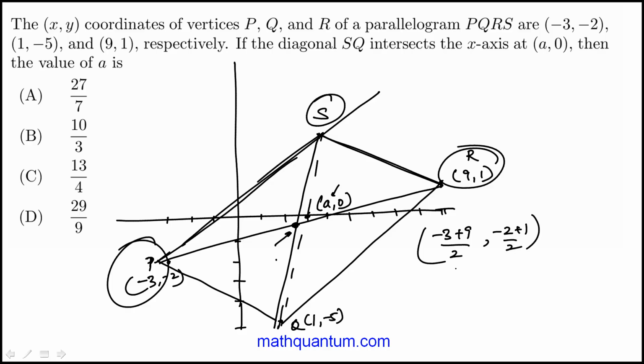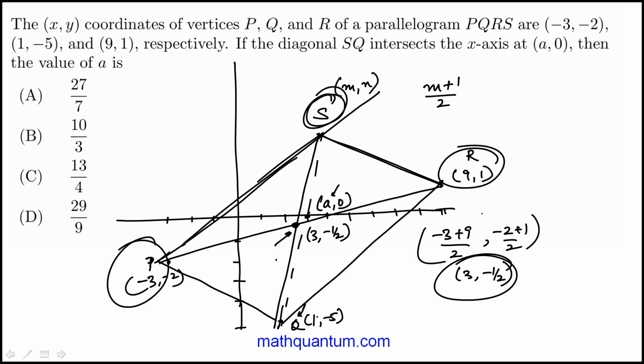So if we do that, we get 6/2, which is 3, and then -1/2. So that's the coordinate of that point. Now, if we call S (M, N), then the midpoint of S and Q has to be this, which means the average of M and the x coordinate of Q must equal 3. So I can figure out what M is.